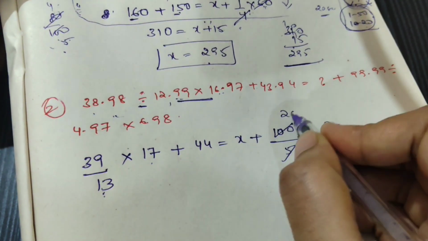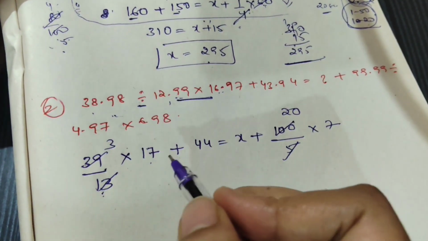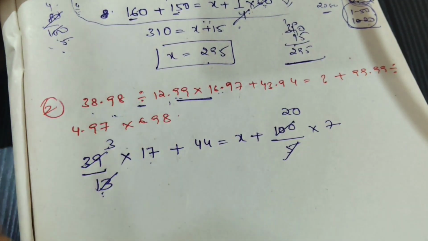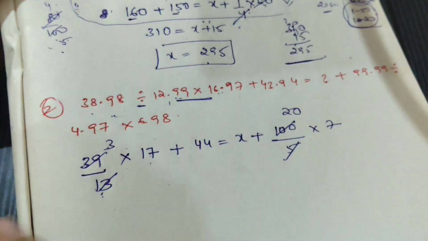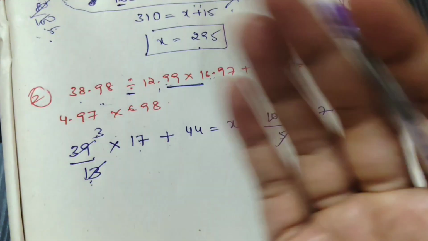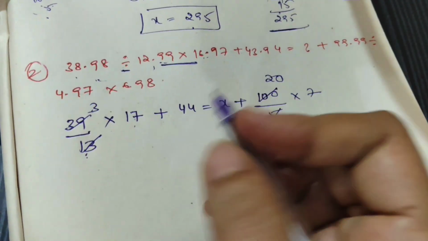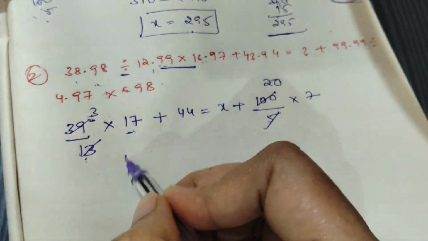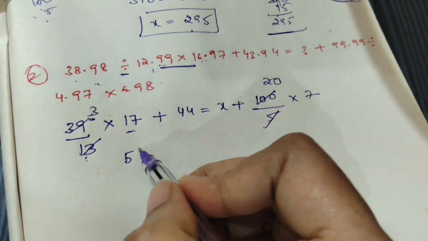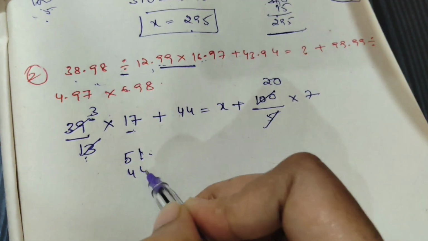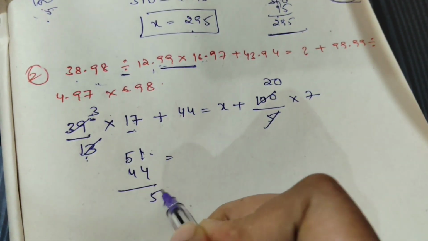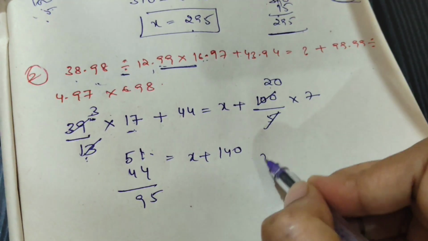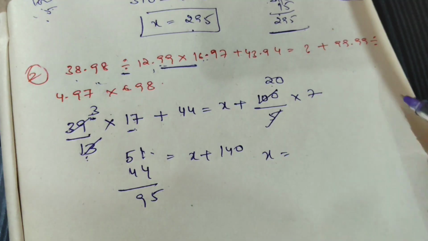5 20s are 100, 13 3s are 39, 17 3s are 51. So these tables will help you. I didn't learn them by heart, I practiced before, so these are simple calculations. If you are good at tables, you can do 17 into 3 means 51 directly. 51 plus 44, don't write it here, because it is only one number, 95. x plus 7 equals 140. So x equals 140 minus 95.